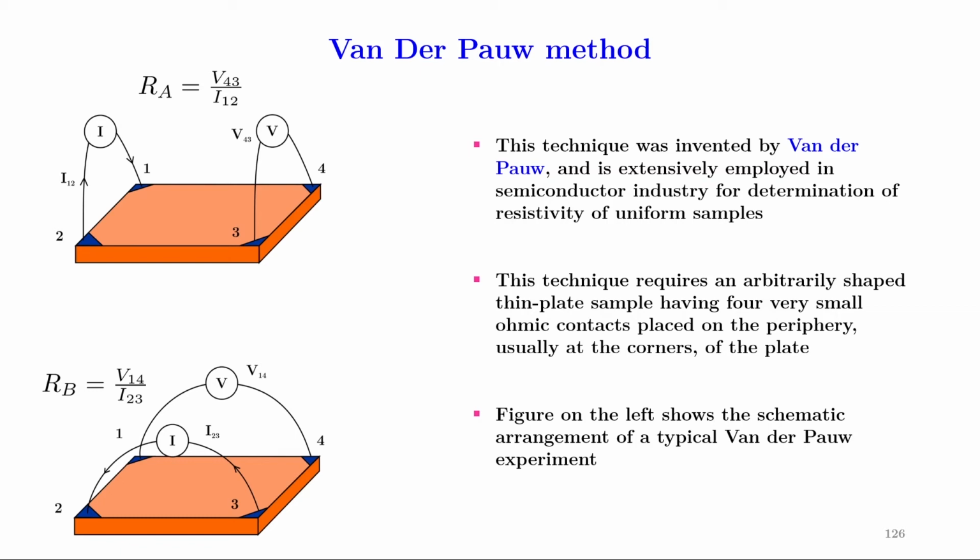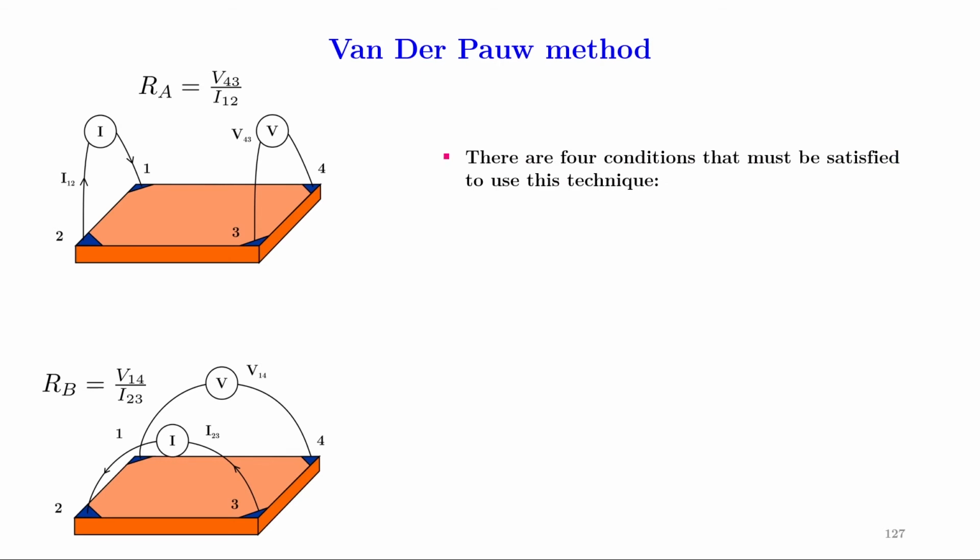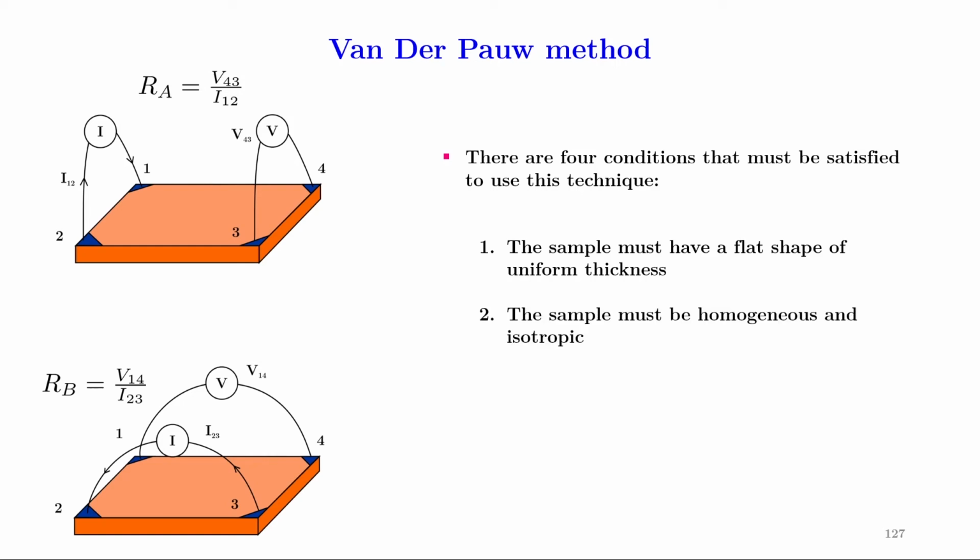The figure on the left shows a schematic arrangement of a typical van der Pol experiment. There are 4 conditions that must be satisfied to use this technique. In the first, the sample must have a flat shape of uniform thickness. Second, the sample must be homogeneous and isotropic. Third, all 4 contacts must be located at the edges of the sample.